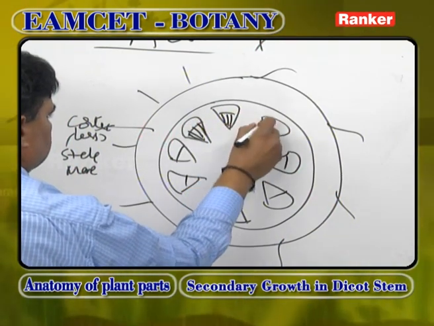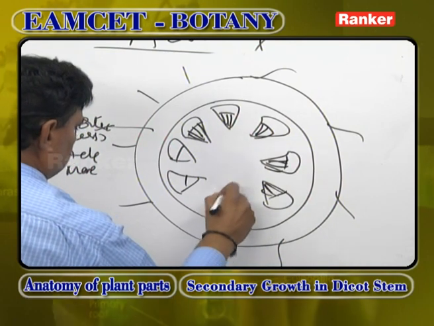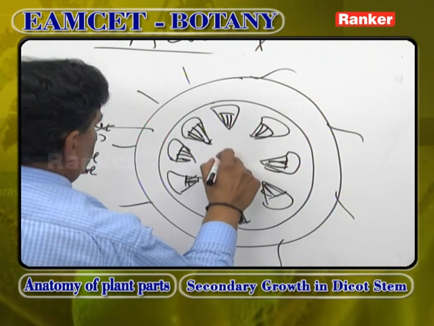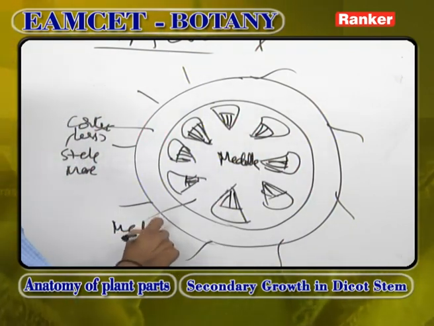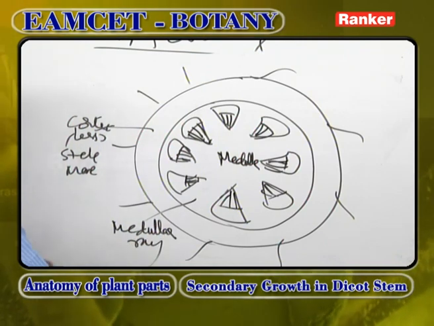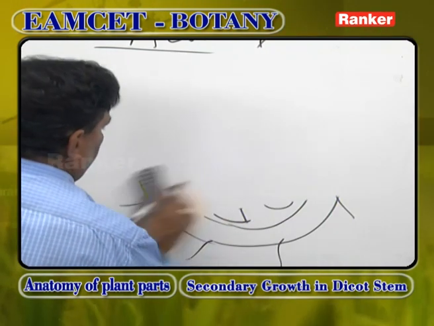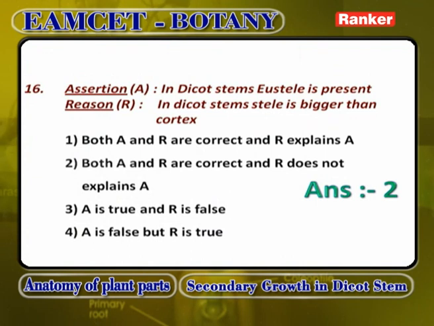Xylem towards the lower side, phloem towards the upper side. And this is medulla, and these two are medullary. This zone between two vascular bundles is medullary ray. So, this is eustele. Eustele means limited number of vascular bundles arranged in the form of a ring. So, in a dicot stem, eustele is present is correct. In a dicot stem, stele is bigger than cortex is correct.